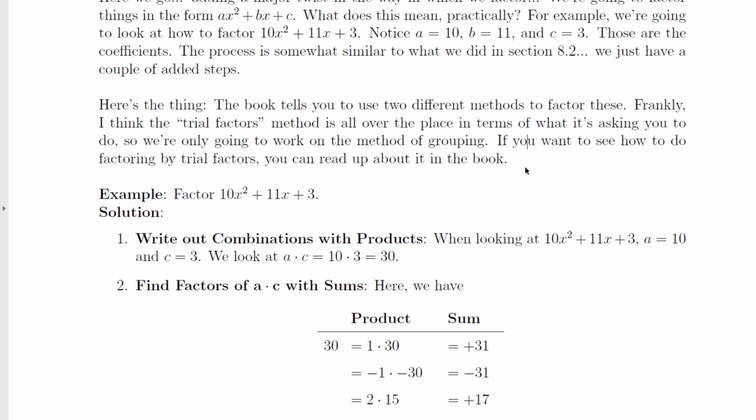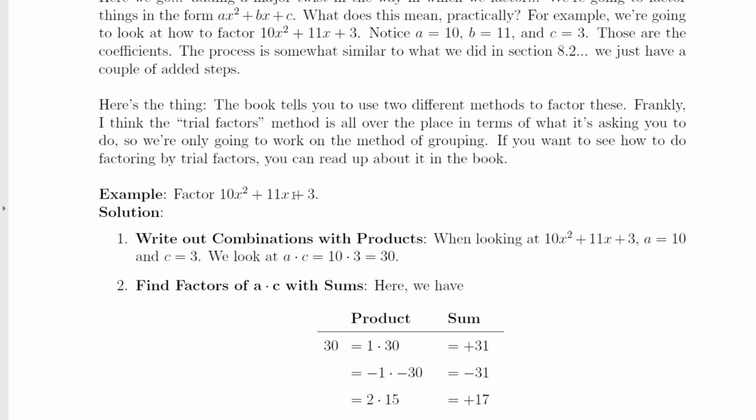So I'm completely bypassing it, and even on homework questions where it says, "Hey, solve it by trial factors," you can do it by grouping. You're still going to get the same answer, and the grouping method is actually a lot more simple. You will not have to worry too much about the trial factors method. Okay? If you want to see how they do it, you can look at it in the book. It's all in there. I'm just bypassing it, and I'm just going to show you this one method because it's a lot easier.